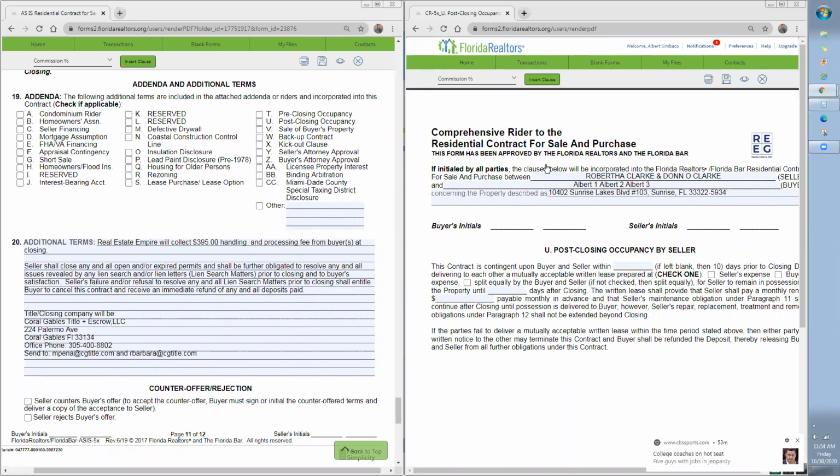So pre-closing occupancy is for the buyer to live in the property prior to closing, and post-closing occupancy is for the seller to live in the property after the closing. Okay?